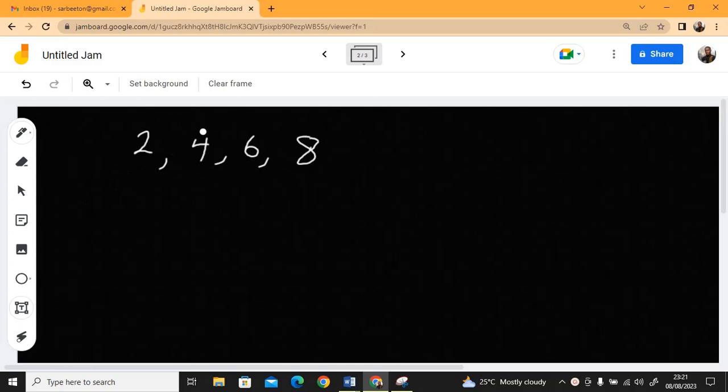Now the question says you should find the sum of the first 4 terms of this sequence. That is, you should add all of them together. When you add them up, it will be 2 plus 4 plus 6 plus 8, and that gives you 20.